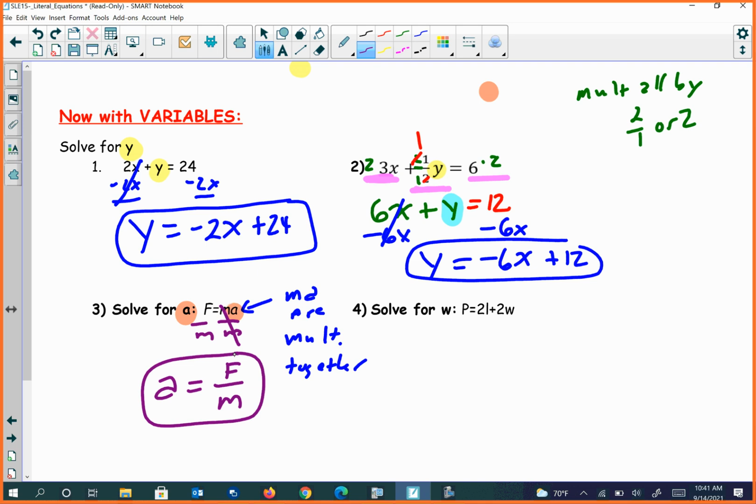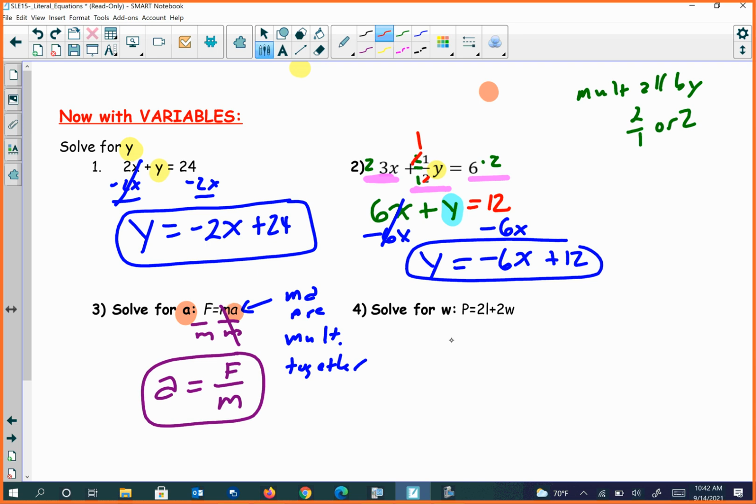So this is something that you might see in geometry. Perimeter is equal to 2 times the length plus 2 times the width. This actually finds us the distance around a rectangle, called the perimeter. But that's something for next year. But let's just take a look at it. It says we want to solve for W.